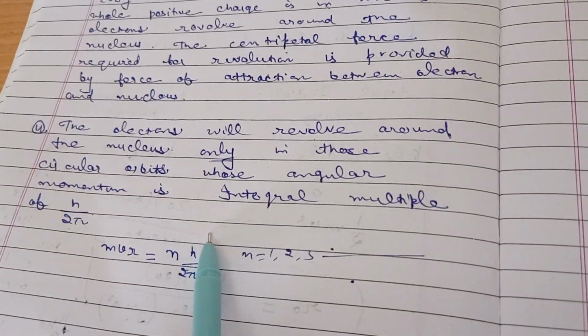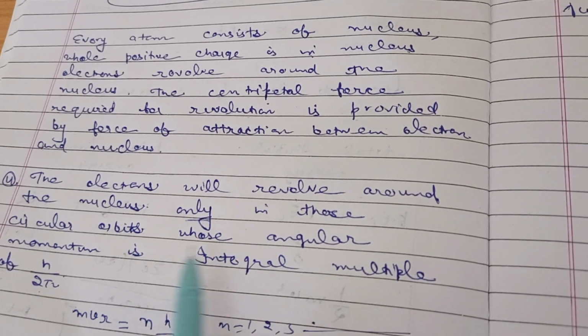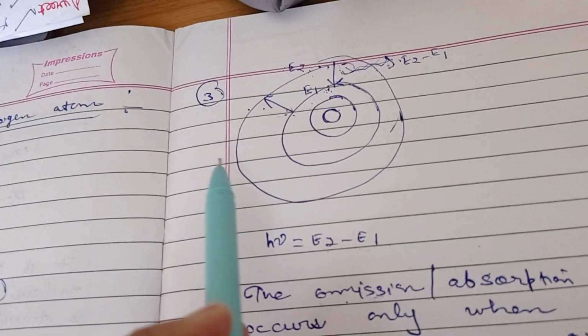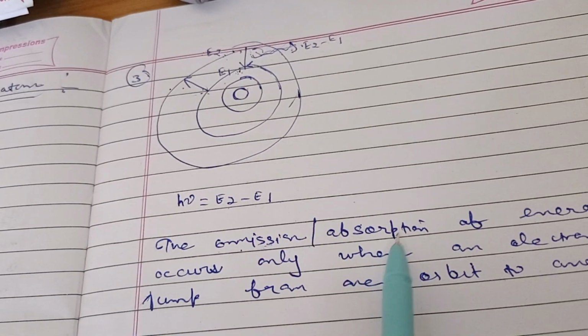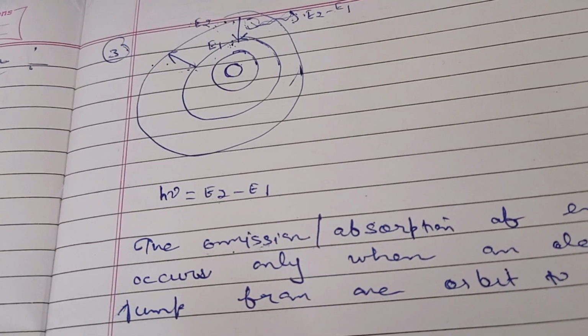In the second postulate, the electron will revolve around the nucleus only in those circular orbits whose angular momentum is an integral multiple of h by 2 pi. And in the third postulate, emission and absorption of energy occurs only when an electron jumps from one orbit to another.